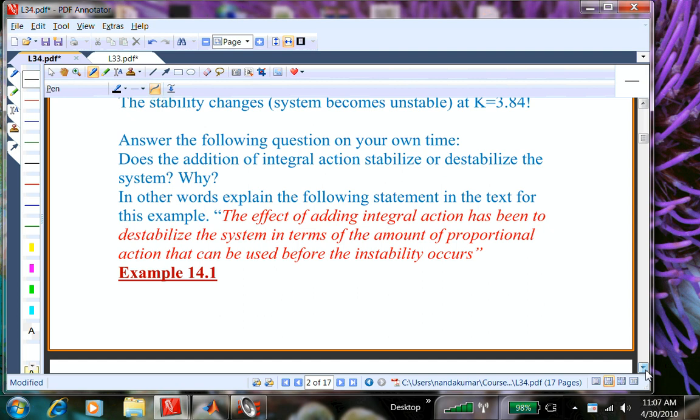Another way of stating what both of you said: if I am plotting a two-parameter curve, Kc versus tau I, you give me a value of tau I. Suppose tau I is infinite. What does that mean? No integral action. So I'm somewhere way up here, and I find a particular value of Kc above which the system becomes unstable. I found the stability boundary. My question is: as I decrease tau I, as I go in this direction, is the critical Kc, where the stability boundary is, going to the left or to the right?